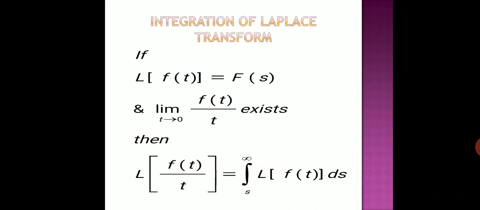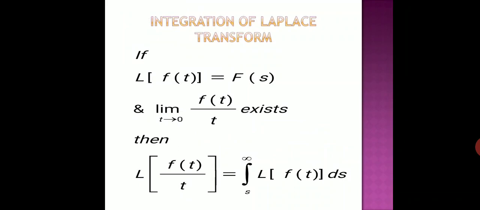Integration of Laplace transform: if L of f of t is equal to F of s and the limit as t tends to 0 of f of t by t exists, then L of f of t by t is given by this formula. The above are conditions. The given function is a Laplace transformation, so it satisfies the existence of Laplace transformation. What is existence? It should be piecewise continuous and of exponential order.